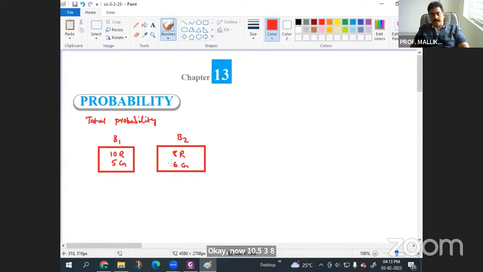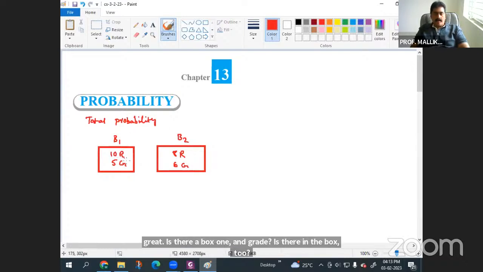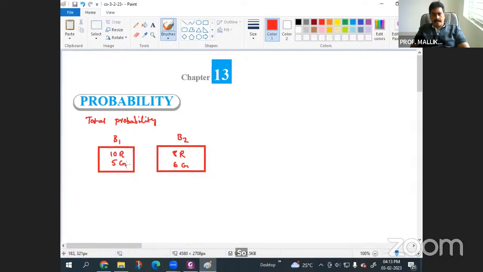Now what is meant by the total probability? Red is there in box 1, red is there in box 2, and green is there in box 1 and box 2. Suppose one ball is drawn and it is found to be red. So we don't know whether it is from box 1 or box 2. First we have to choose one of the boxes. What is the probability of choosing the first box?